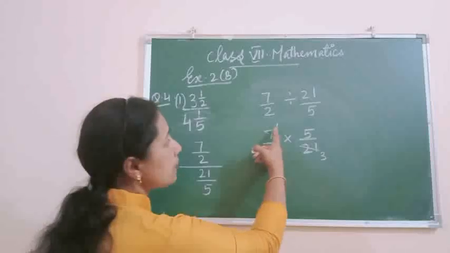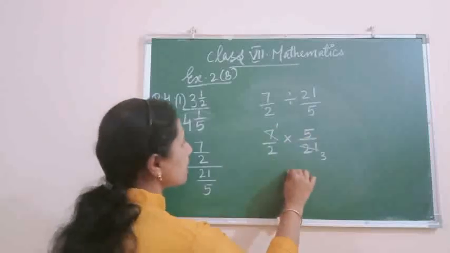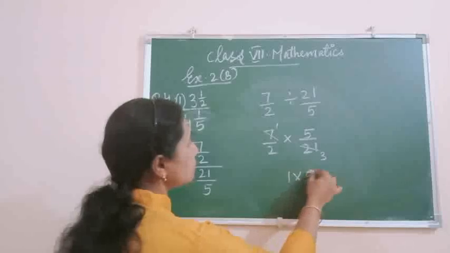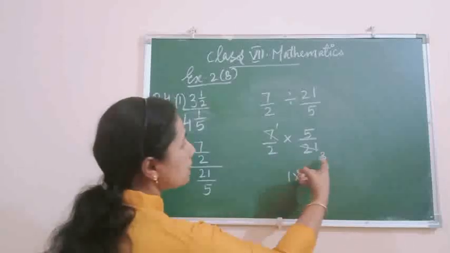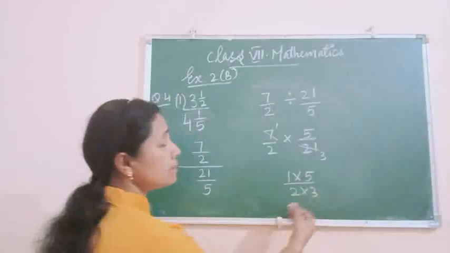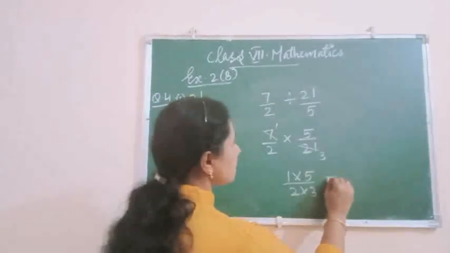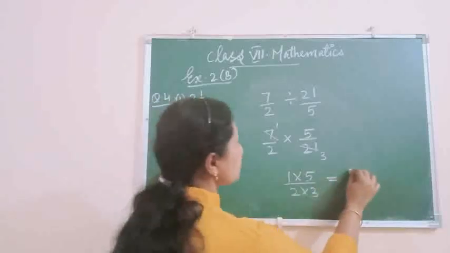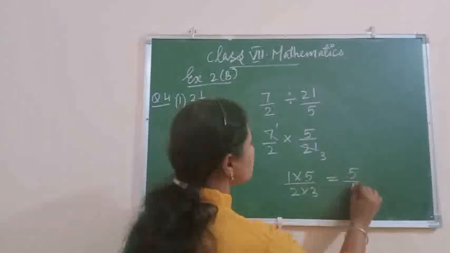In the numerator, 1 and 5 are remaining. That is why we are writing here 1 multiplied by 5. In the denominator, 2 and 3 are remaining. So you have to multiply 2 into 3, that is written. Now writing the answer here. 1 into 5, 5 will come. And 2 into 3 is 6.